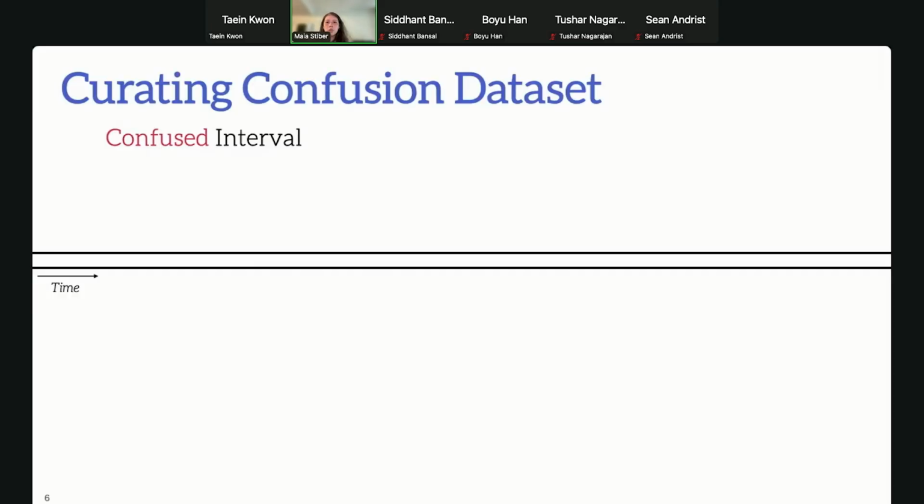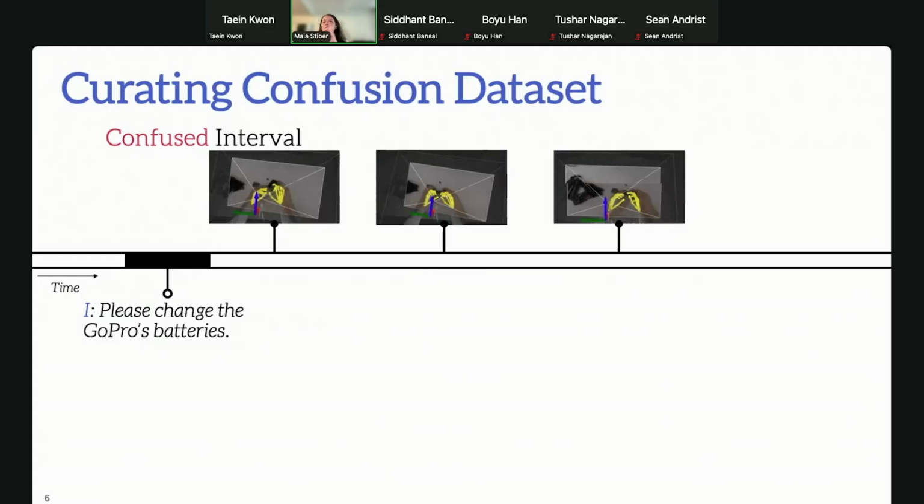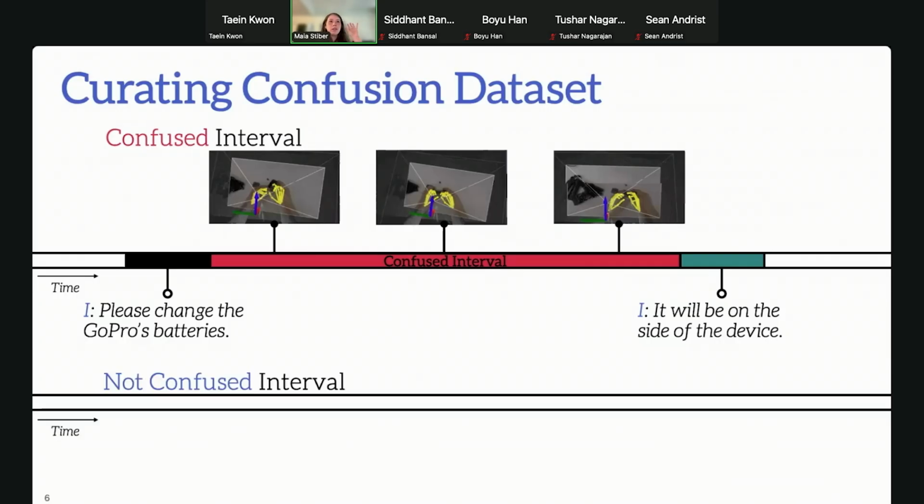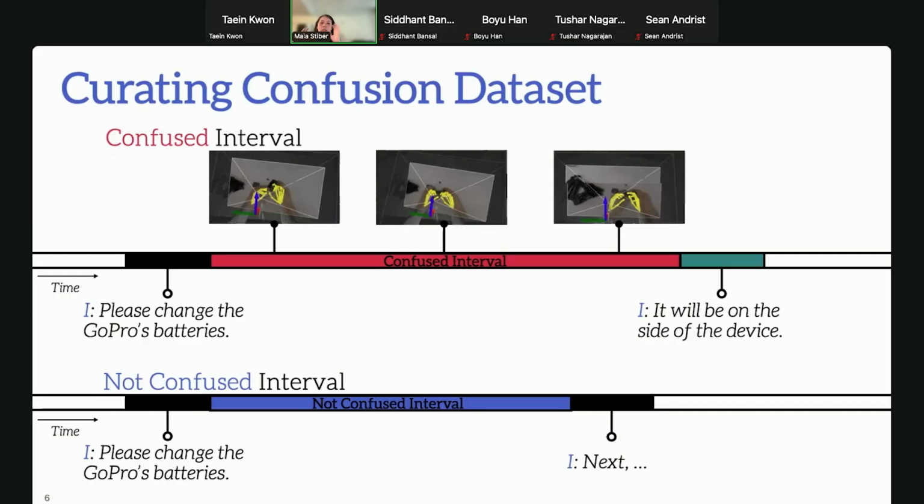In order for an assistant to have that capability, it needs to be able to detect confusion, and so we need to model this data. The first thing we did was curate a dataset for confused and non-confused specific labels. We broke down the HoloAssist dataset into instruction-by-instruction execution intervals, where we defined a confused execution interval as one bookended by the instruction and the follow-up from the instructor or a user question. We also defined a not-confused interval as being bookended by the instruction and whatever the next instruction is.